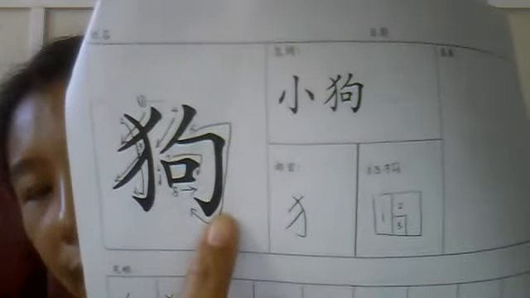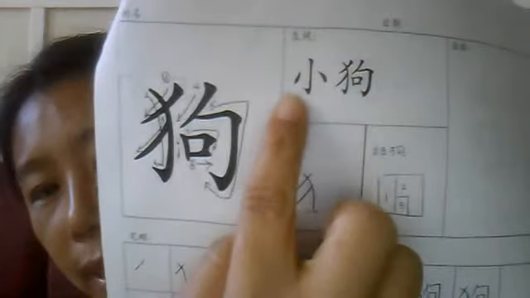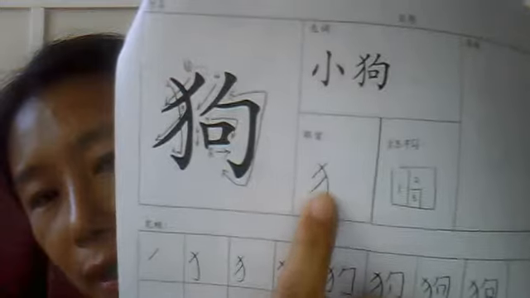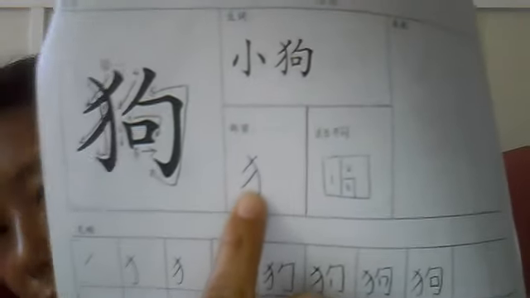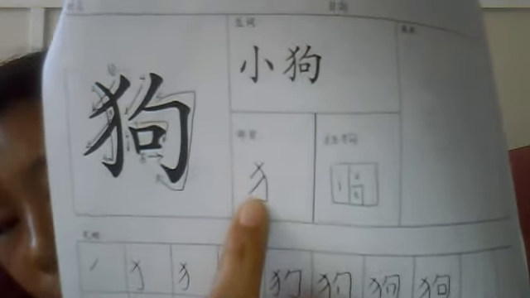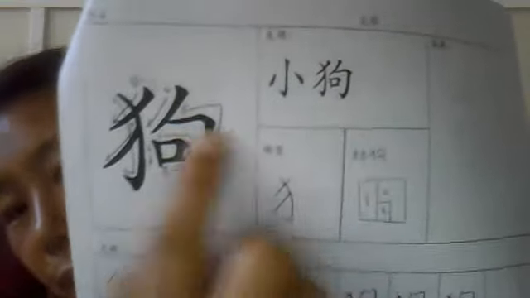The next word is go. Go is a dog, and xiao go is a little dog. And this is the radical for an animal. So if you see a character with this, it usually means an animal. And go is just like a dog, nothing really special. The measure word for go is zhi, the same.